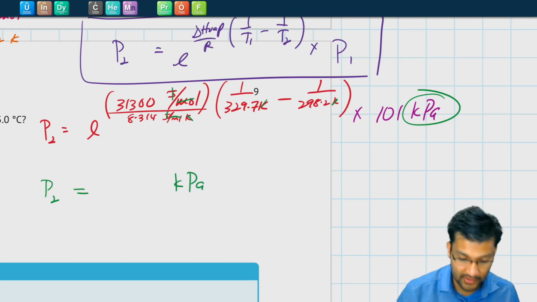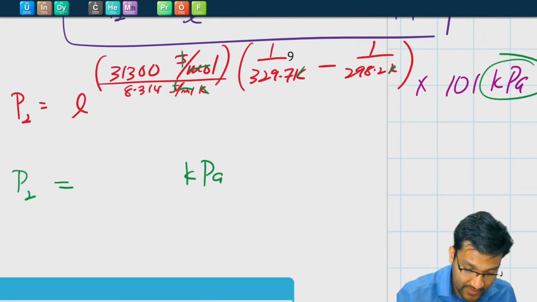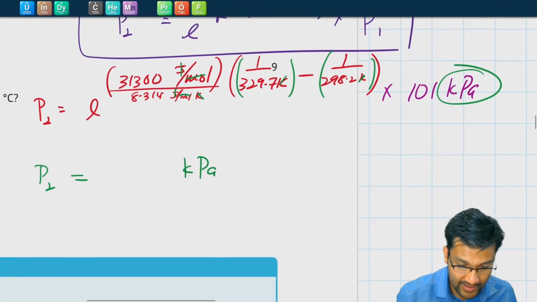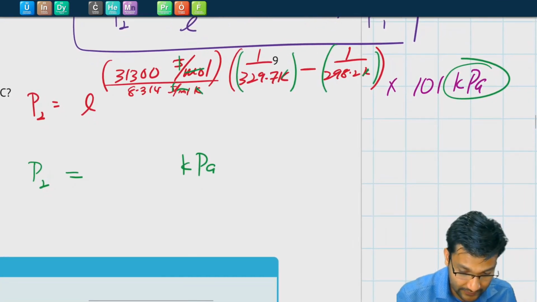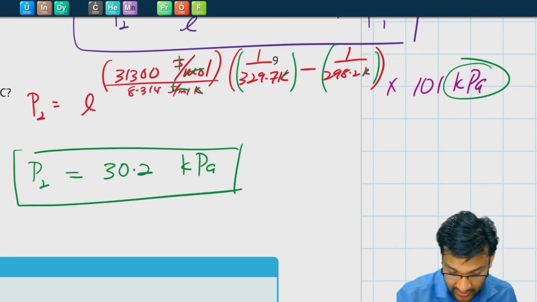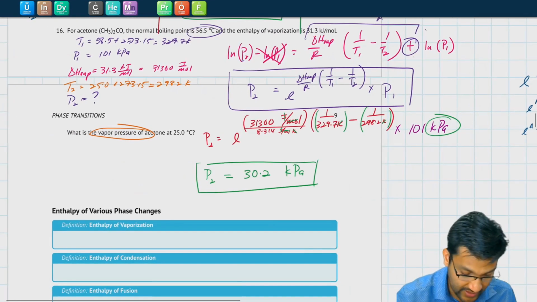I plug all of this in my calculator. Remember, put parentheses to help you along everywhere that you need to, right? But if I plug this in my calculator, I get, I believe, 30.2 kilopascals. I may have punched things wrong, but let's see if this even makes sense.